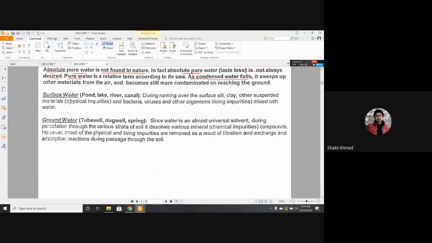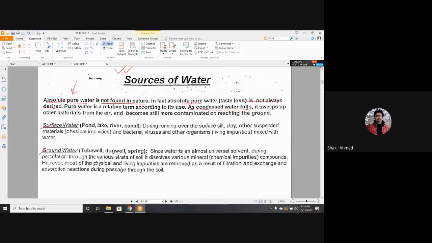Now surface water and groundwater. Surface water is what? Water that is in direct contact with the atmosphere, like pond, lake, river, canals. And groundwater is what? It is beneath the soil, right? You can get it from tube well, dug well, or spring.